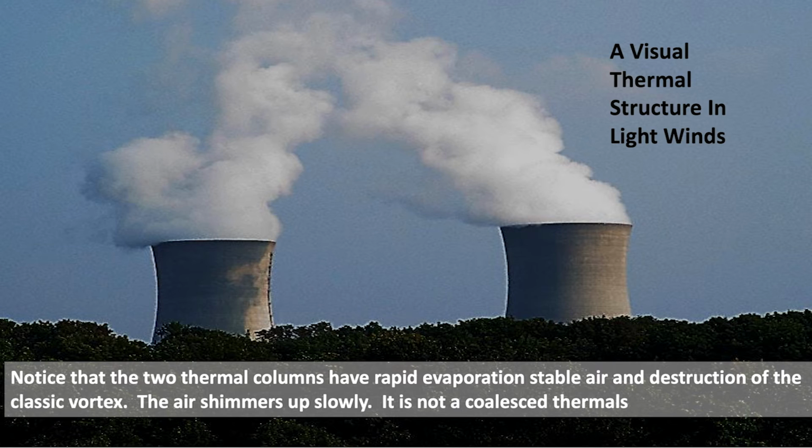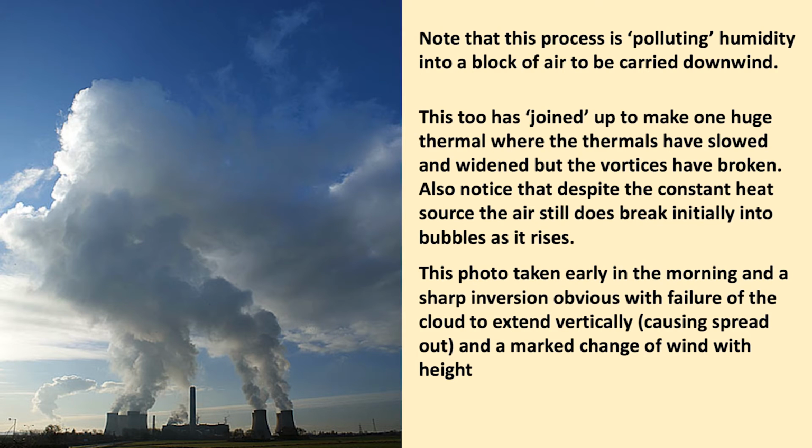Note here, the two thermal columns have rapid evaporation into stable air, and there's destruction of the classic vortex. They don't have the buoyancy to break Rayleigh's number, and so there is no thermal structure and nice fluffy cumulus kind of structure to the steam coming out of the power station. Note that this process is polluting humidity into a block of air to be carried downwind.